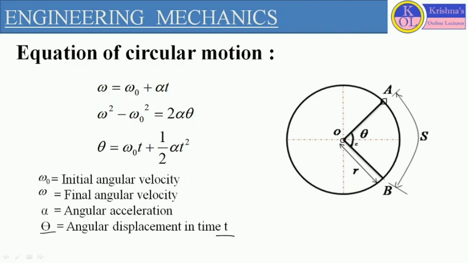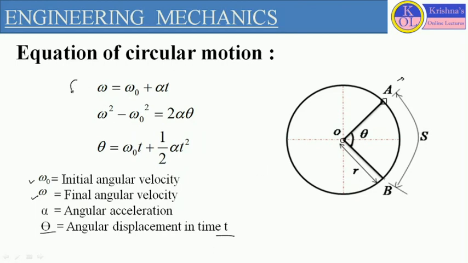On the basis of this displacement, we can define another term that is called the angular velocity. At initial position, let us consider angular velocity omega naught, and at final position, let us consider angular velocity omega. This angular velocity we define as rate of change of angular displacement with respect to time. Now on the basis of angular velocity, we can define angular acceleration of the particle also. It is defined as change in angular velocity with respect to time.